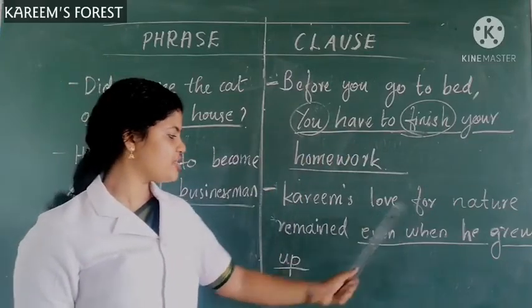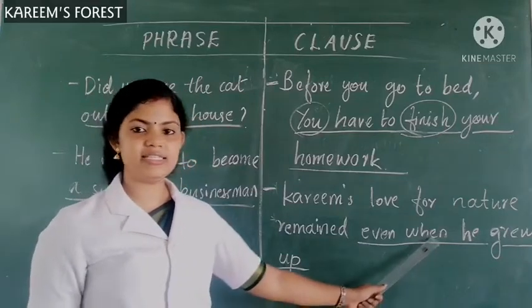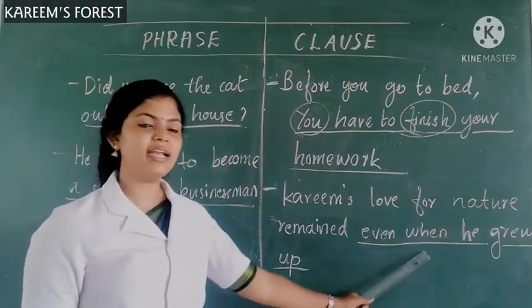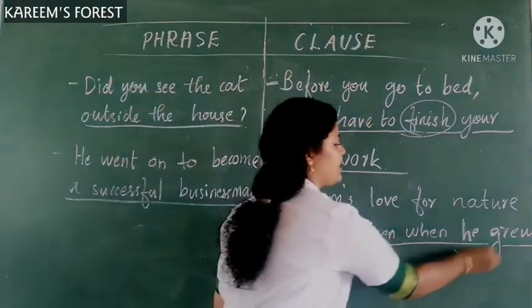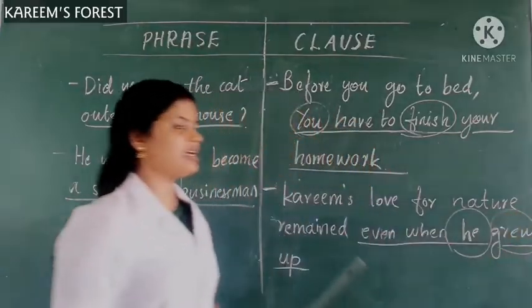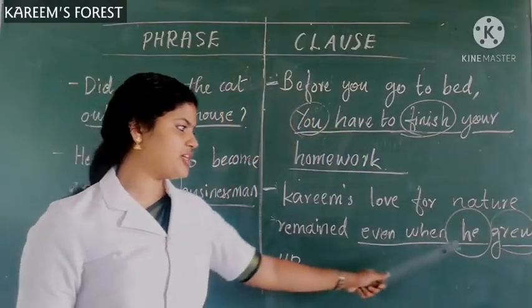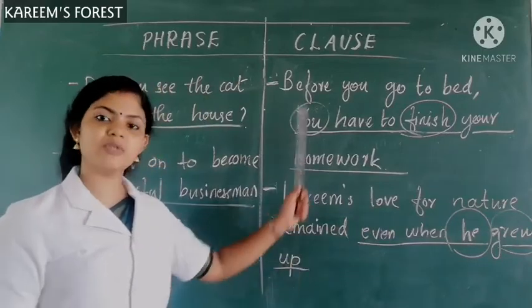Next one. Karim's love for nature remained even when he grew up. Here the underlined words, we can see the subject he and the verb grew. Okay. So there we can see the subject and verb. Okay. So this one is a clause.